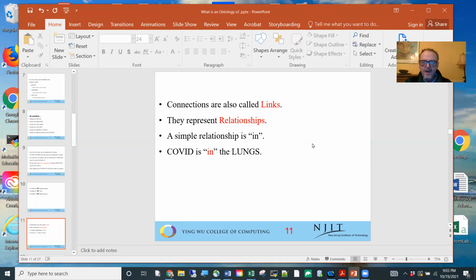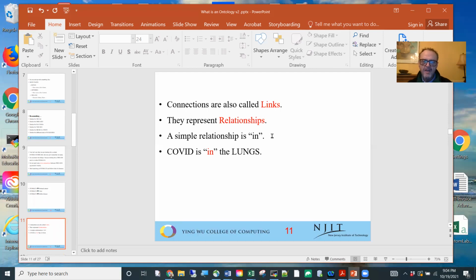Okay, now I use the word links a lot on the last page. So these connections are called links, and they represent relationships. A simple relationship that is really important in medicine is "in", because the COVID disease happens mostly in the lungs. Of course, in real life, we have many different important relationships. The most important one is probably "part".